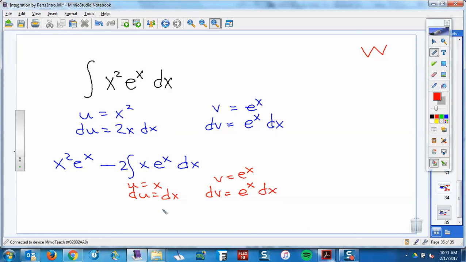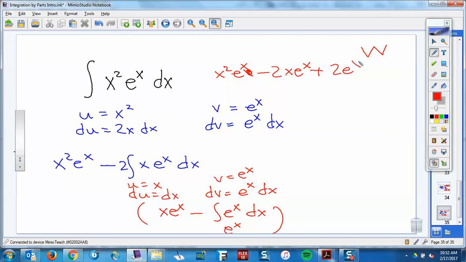But U times V, so that's x e to the x, minus the integral of V du, which is just e to the x dx, which we expected. That's just going to be e to the x. But now putting together all those minuses and making sure we distribute them is key. So final answer, x squared e to the x, minus, and this 2 has to go on that one, and then the minus, and the minus would make plus 2e to the x, and then the plus c, you just throw on.